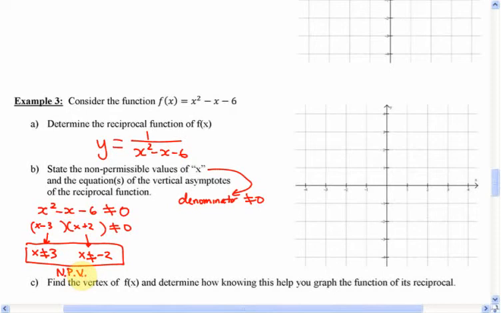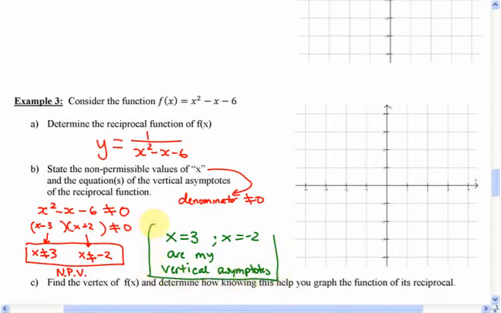Now, how do these relate to your vertical asymptotes? Well, aren't these the same values for your vertical asymptotes? Yeah, but when we talk about vertical asymptotes, we say x equals to 3 and x equals to -2. These are my vertical asymptotes. Okay, so they're really connected. You're doing the same thing, but when you describe the answer, be careful. If I asked you for NPVs, you have to say not equals to the number. If I asked you for the vertical asymptotes, I say give me x equals to that particular number. Okay.